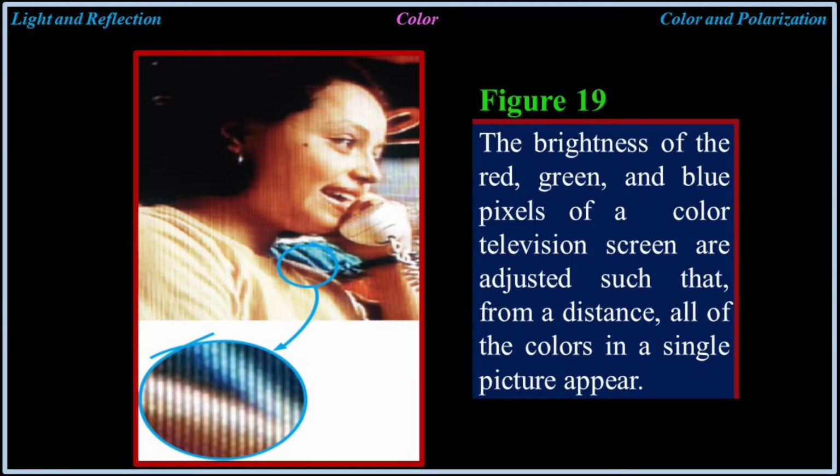The brightness of the red, green, and blue pixels of a color television screen are adjusted such that from a distance all of the colors in a single picture appear. If you take a picture from a magazine and put it under a microscope, you'll see the subtractive colors that make up pigments, and you subtract them: magenta, yellow, and cyan. Very similar to the ink in a color printer.